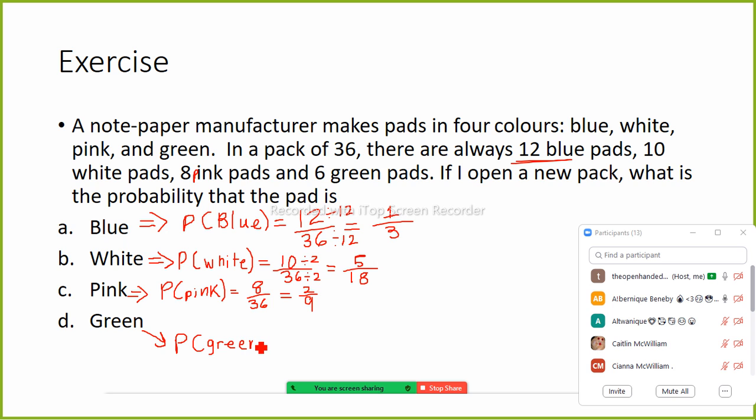Excuse me, Isaac, I have to ask you a question. Okay, so for pink, I did divided by two and I get 4/18, and I put equal to 2/9. Okay.